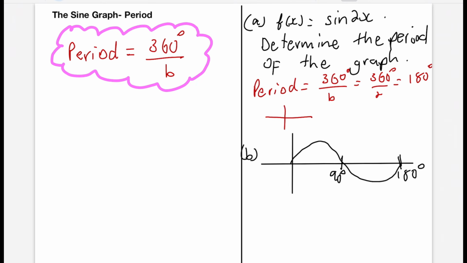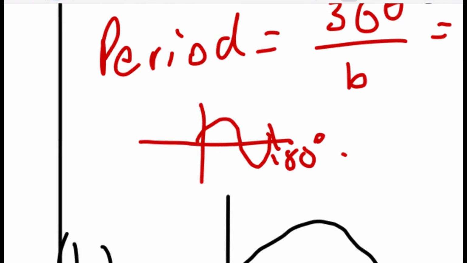This means that this graph looks exactly the same as a sine graph, but it completes itself at 180, not at 360. So its highest point here won't be at 90, it will be at 45. It won't cut the x-axis at 180, it will cut it at 90. And it won't get to its lowest point at 270. Instead, that would be at 135.